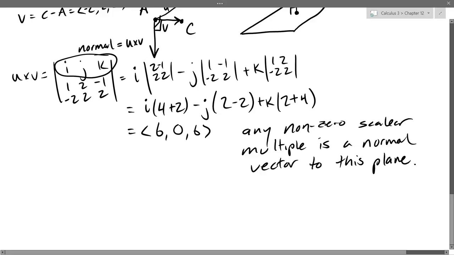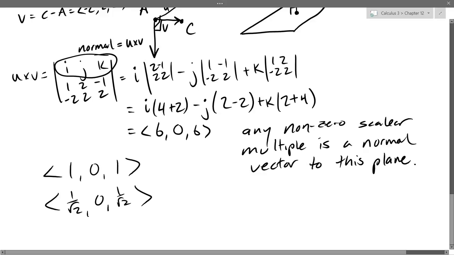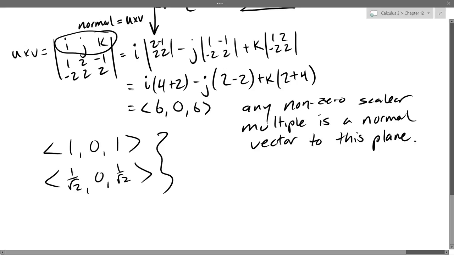If I was choosing one to work with, the two best ones would probably be 1, 0, 1, or 1 over square root 2, 0, 1 over square root 2. I think it's probably obvious why 1, 0, 1 is good. Got 1s and 0s. Why is the second one really good? It's a unit vector. So depending on what I'm doing, 6, 0, 6, those numbers are sort of arbitrary. You don't have to use the 6s. You can multiply by a sixth or 1 over 6 square root 2 to get the last vector right there. So these are probably more useful, but they're not any more correct. Just depends on what you're trying to do with these.